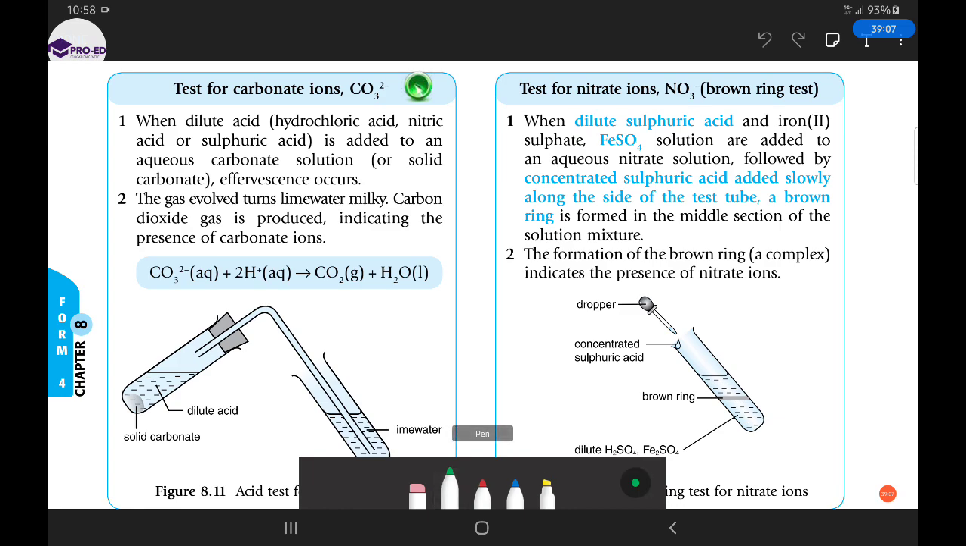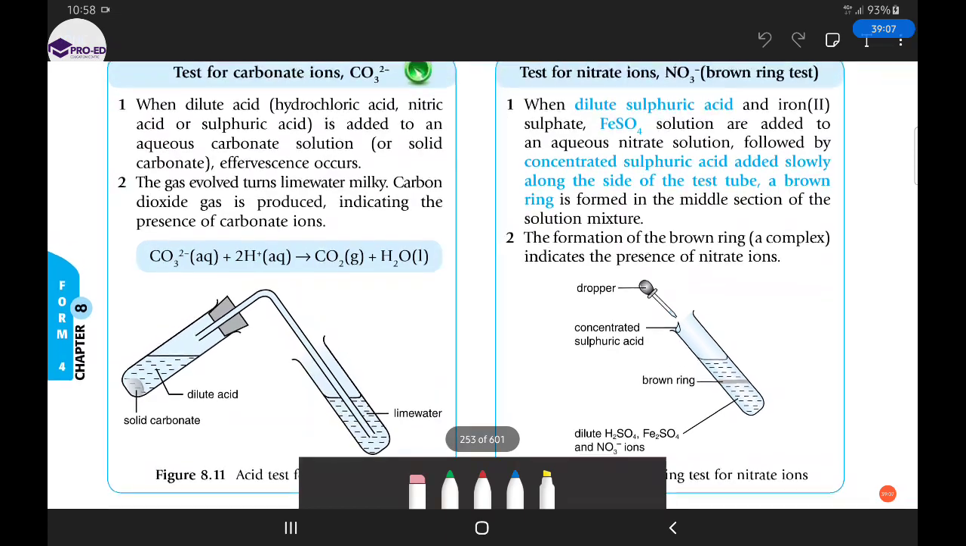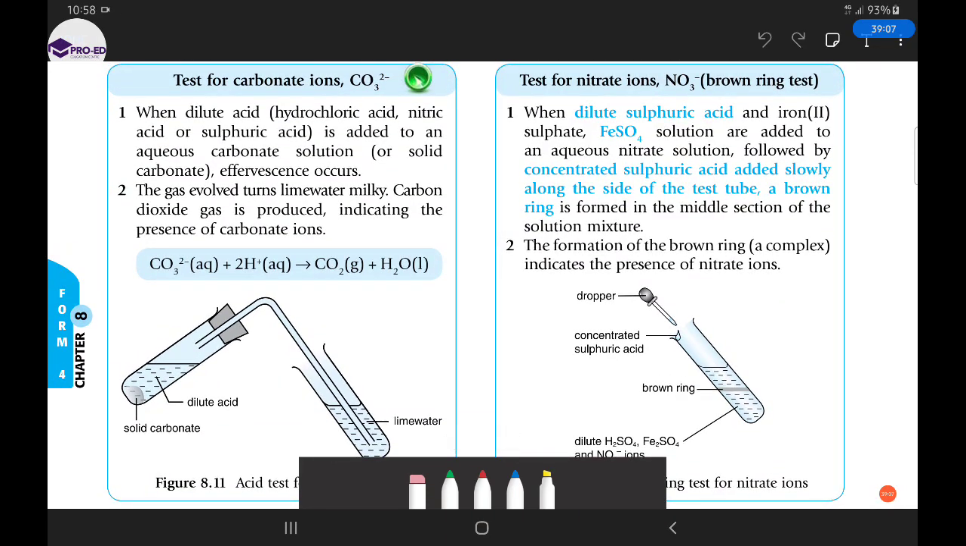Okay guys, how will we know if it's a carbonate ion? Number one, when dilute acid, either hydrochloric, nitric or sulfuric acid, doesn't matter, you add it to any aqueous carbonate solution that we want to test, effervescence will occur. You can even do this with a solid. Effervescence means gas will be given off. You can run the gas through lime water, and if it becomes cloudy, that means it's carbon dioxide. And if carbon dioxide gas is produced, then we know it's carbonate ion.